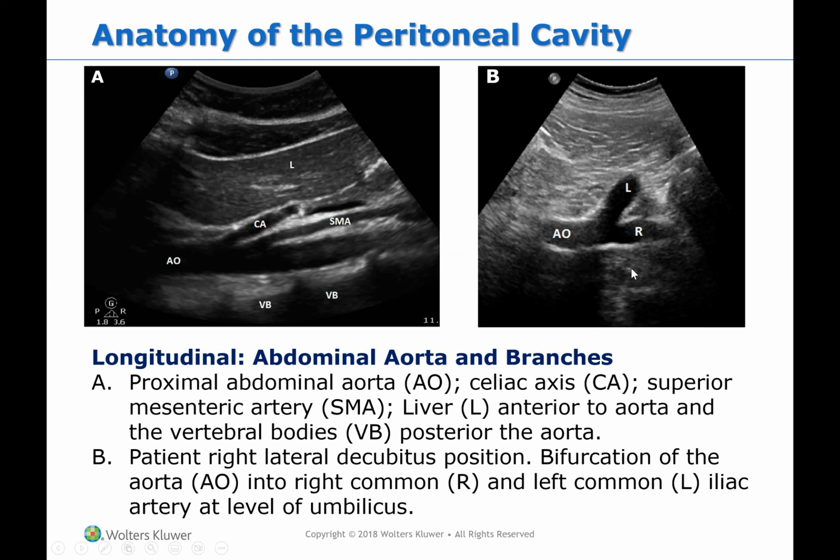This is a patient in a right lateral decubitus position, so lying on their right side. The long plane demonstrates the bifurcation of the aorta into the right and left common iliac arteries. So it's looking from a different view.